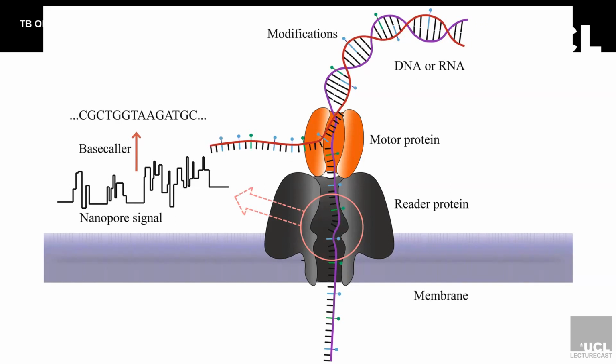And on the array, that's where you have your reader and motor proteins attached. So you put in your sample and your sample will wash over the array, right? Basically your DNA with the proteins attached will wash over the array. The motor proteins will then attach to the fragments and pull the fragments through.